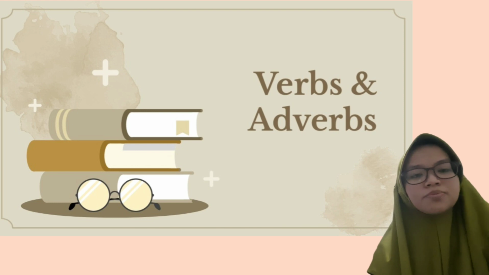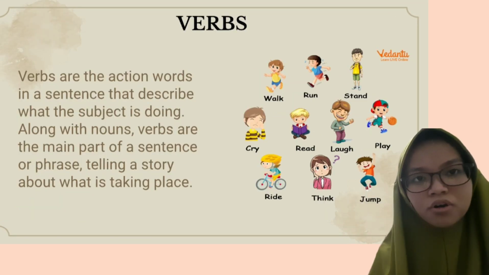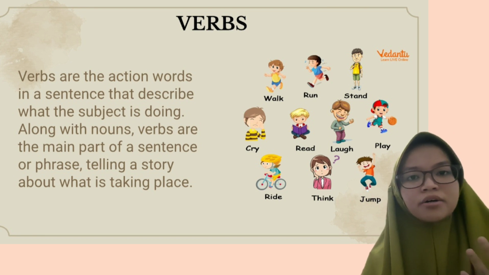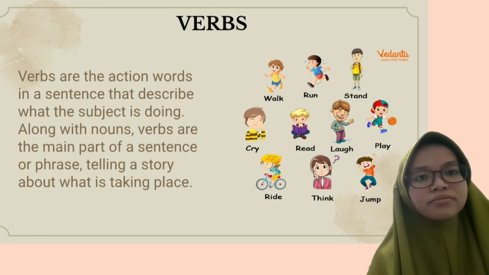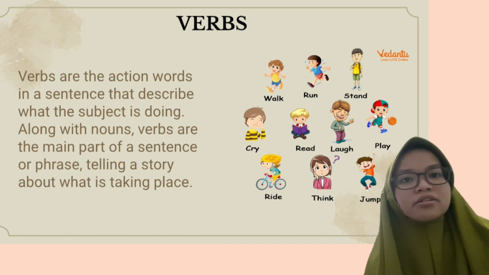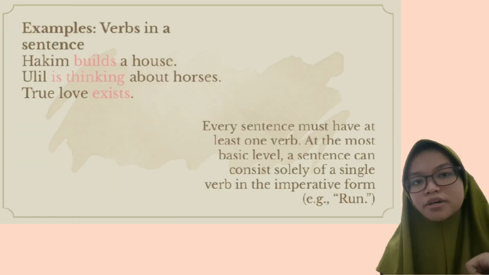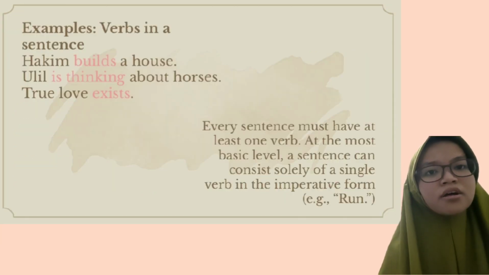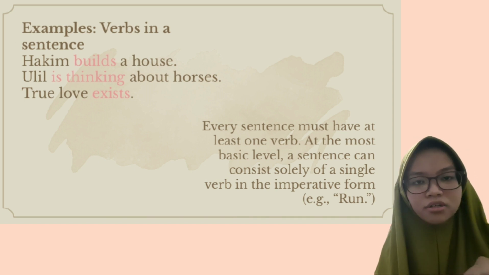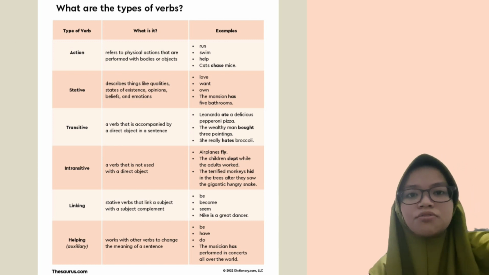Alright, here I'm going to explain about verbs and adverbs. I'll start with verbs first. Verbs are the action words in a sentence that describe what the subject is doing. We can look at the picture like walk, run, stand. So it's basically the actions we do in daily life. For the examples, verbs in a sentence. First, the example is Hakim builds a house. Builds is a verb.